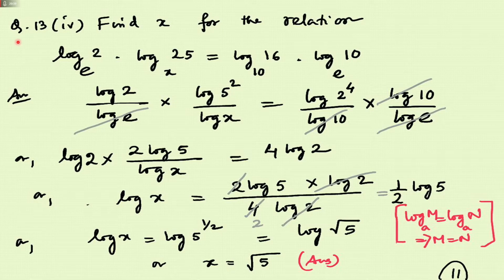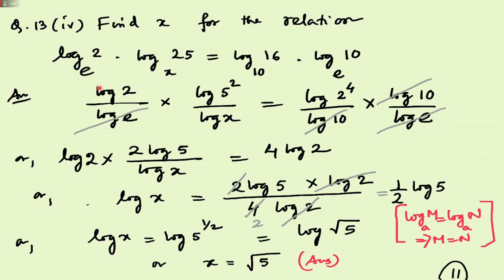What is in question number 13 of 4? Here, find x for the relation. The relation is given here as log 2 base e into log 25 base x equal to log 16 base 10 into log 10 base e. This is the given relation, and you have to calculate from here the value of x.